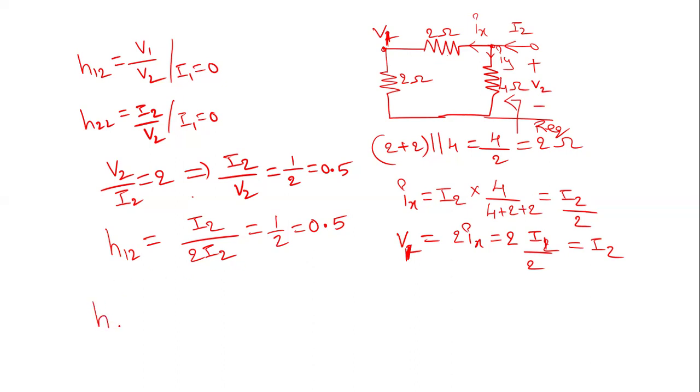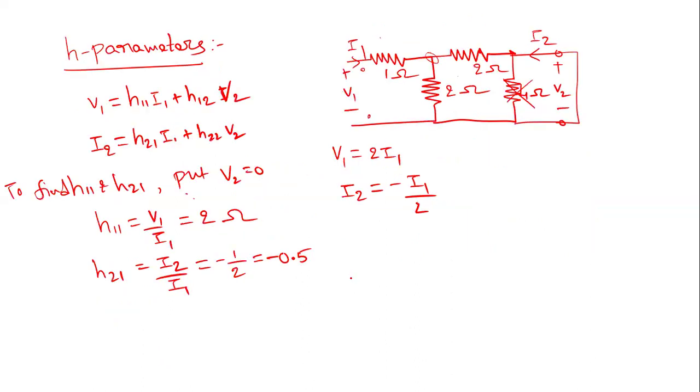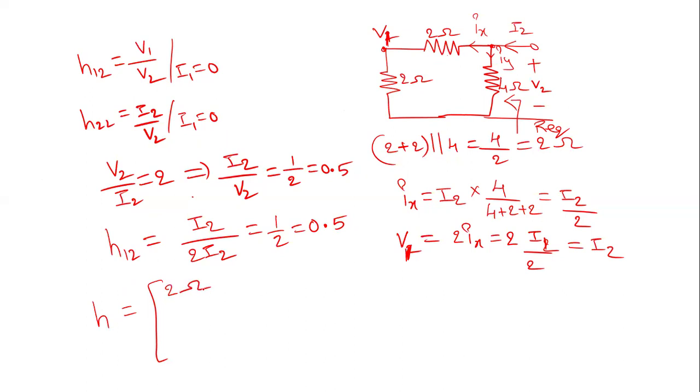Now, what are the H parameters? H11 we got 2 ohms. H12 is 0.5. H21 is minus 0.5. H22 again 0.5. So these are the H parameters for the given two-port network.